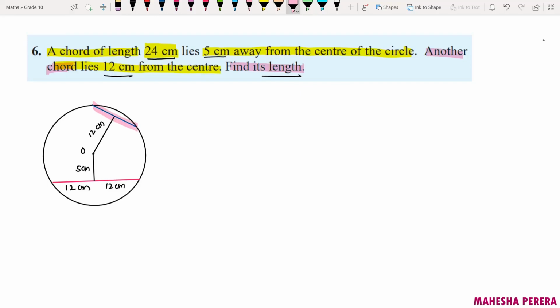Right. Notice this. Now, if you consider the lengths of two chords, the chord which is closer to the center has a greater length than the chord which is farther away from the center.